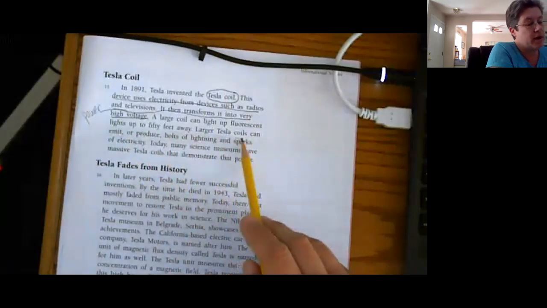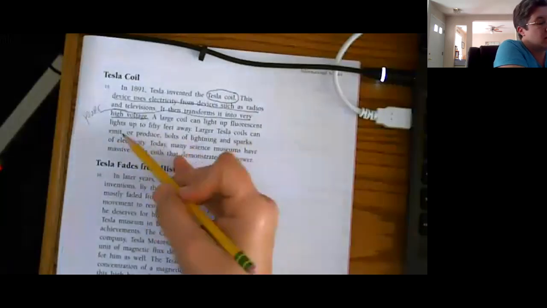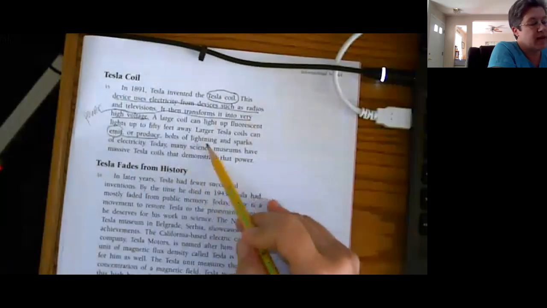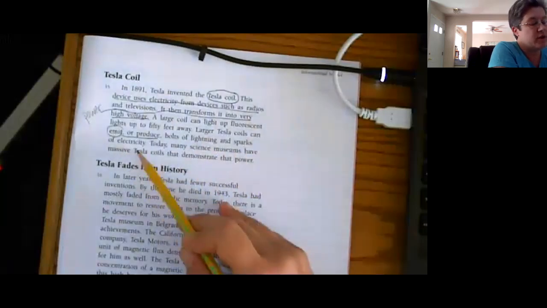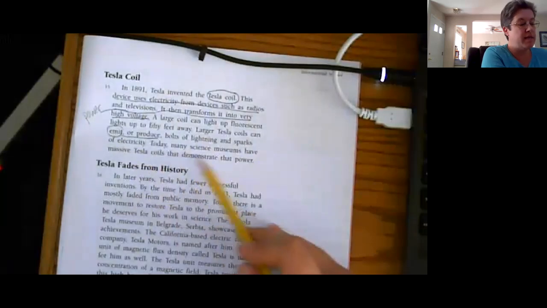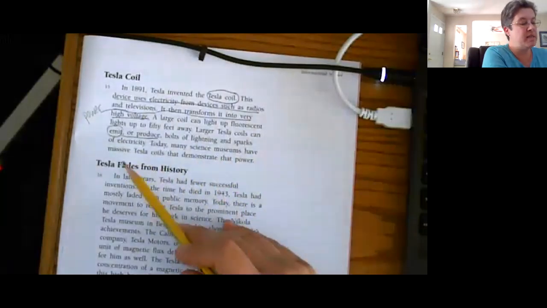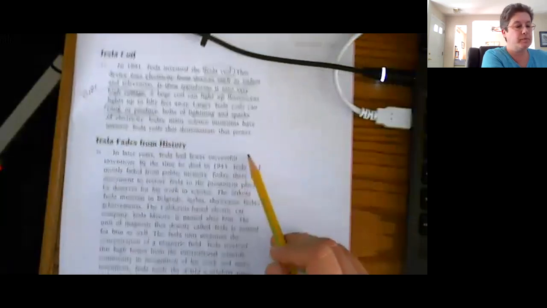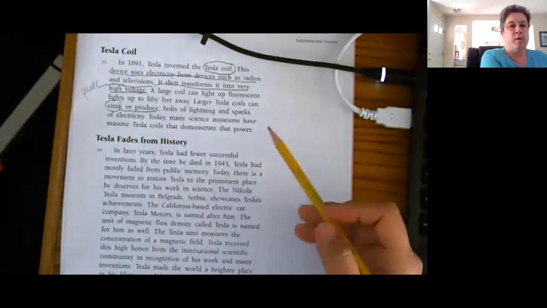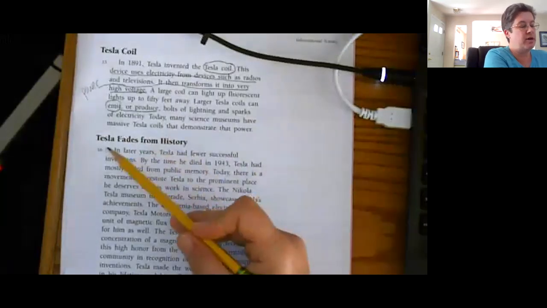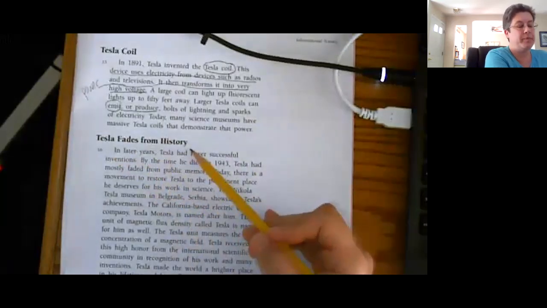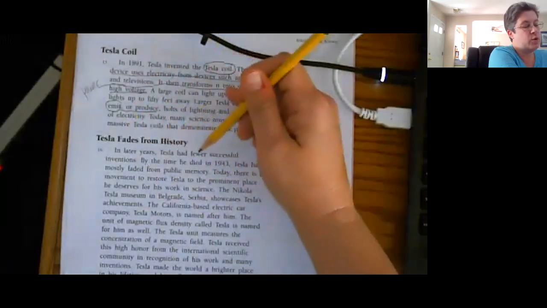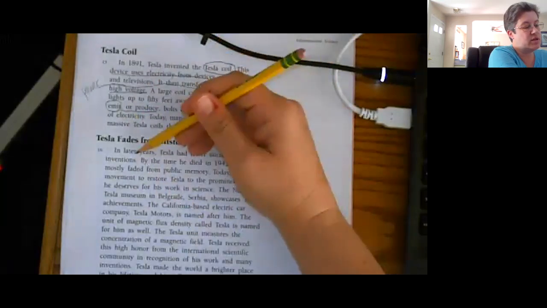Larger Tesla coils can emit or produce bolts of lightning and sparks of electricity. Today, many science museums have massive Tesla coils that demonstrate that power. The final paragraph is called Tesla Fades from History. In later years, Tesla had fewer successful inventions.